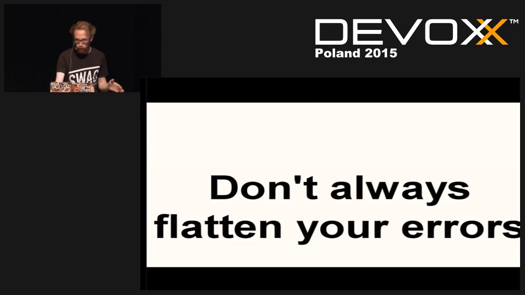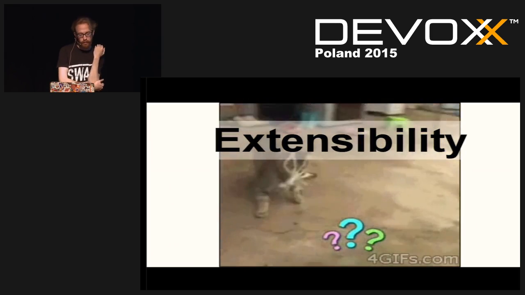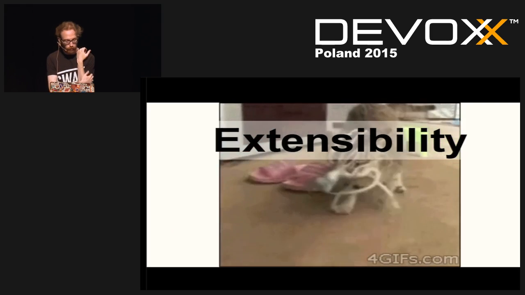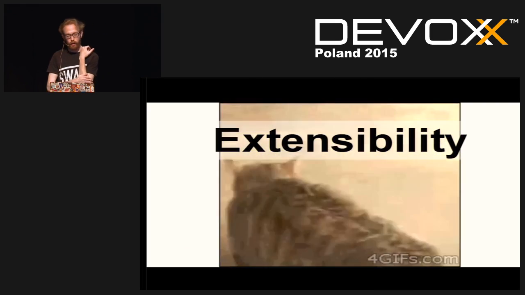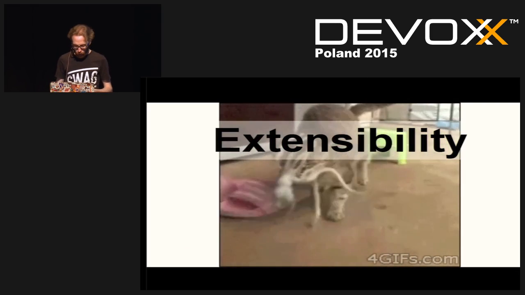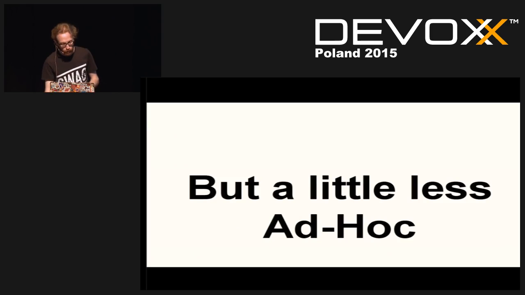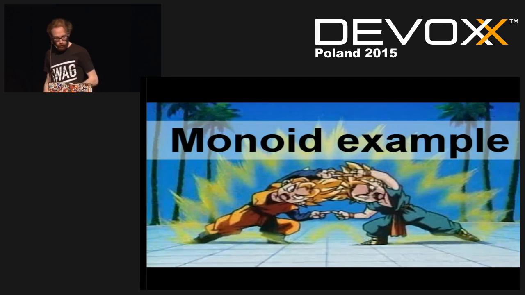Okay, that's all for the error handling. The next subject is how to do extensibility and polymorphism in functional code. Because you can't just inherit code and stuff like that. What we want is ad hoc polymorphism, but a little less ad hoc. And for that, there's something invented in the Haskell world called type class, which allows you to have extensibility and abstraction. My example for this would be the monoid.